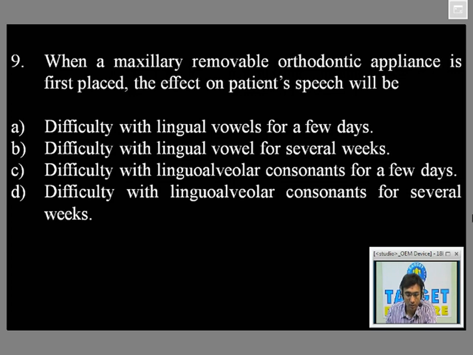Let us understand the word linguoalveolar. Linguoalveolar has two parts. Lingual, that is tongue. Alveolar is the anterior part of the maxilla, the alveolus, which has the removable plate, which will affect the consonants for a few days.